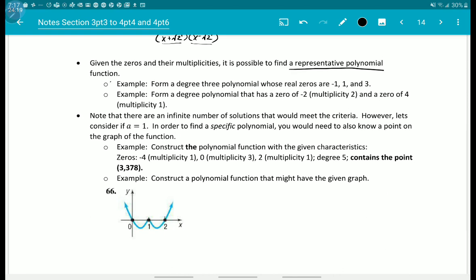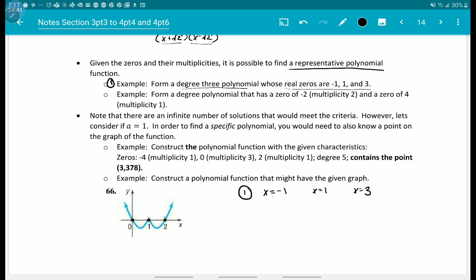That first one, I'm going to call this number 1. We want to form a degree 3 polynomial that has zeros of negative 1, 1, and 3. So we're really working kind of backwards here. So we know negative 1 is a root. We know that 1 is a root. And we know that 3 is a root.